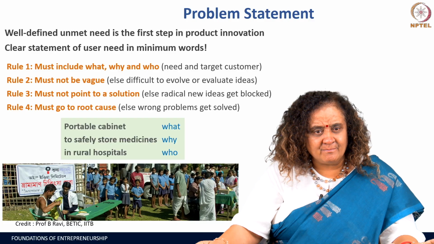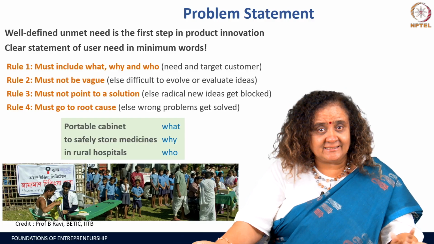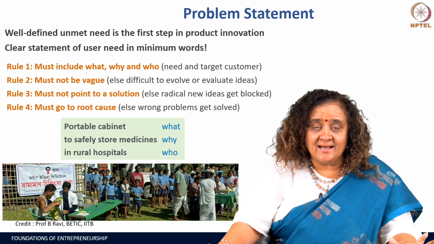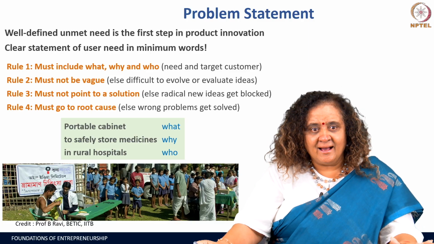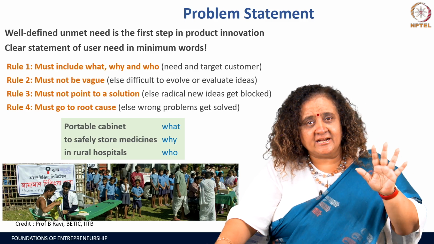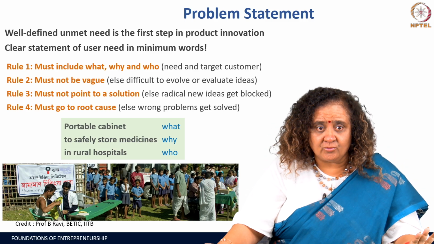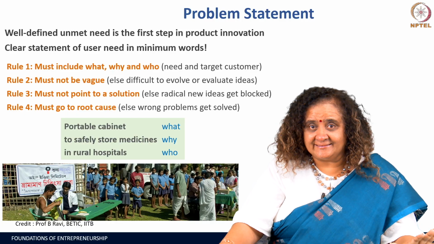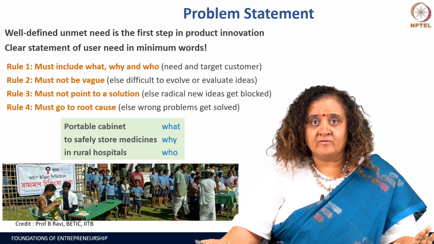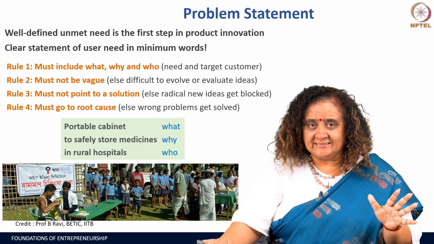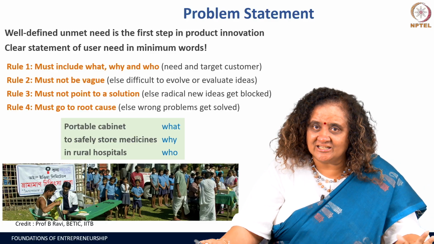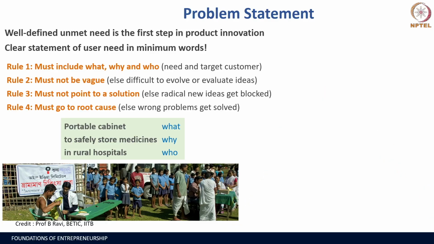Here is one example that they used. What is it? It is a portable cabinet. Why is it needed? To safely store medicines. And who needs it? Rural hospitals. I do not know if this is something that even urban hospitals need, but it is a very clearly defined problem. It is in rural clinics and rural hospitals, to safely store medicines, and it is a portable cabinet. So, not very different from what we had taught earlier: what is it, who is it for, and why is it valuable, as we had articulated when we studied the customer value proposition.